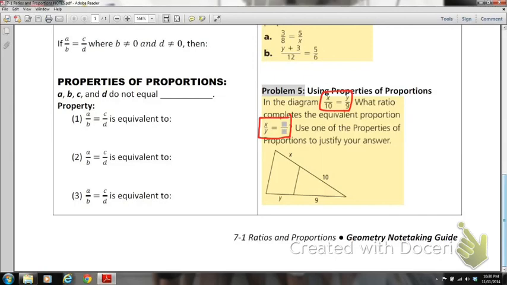So what have they done? The y has moved down to the position where the 10 is. So the x is still in the same position. That means that they have used the property to switch the means. So the x over y is going to equal 10 over 9 is the equivalent proportion that they're after.